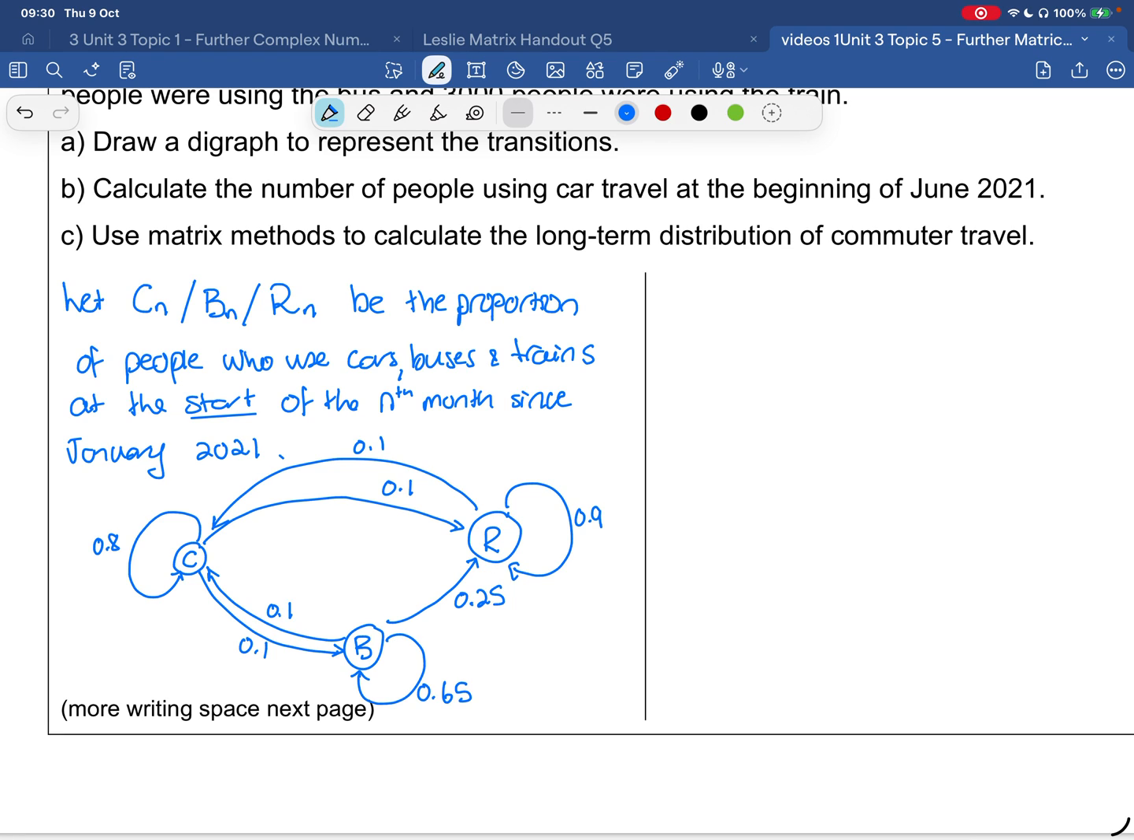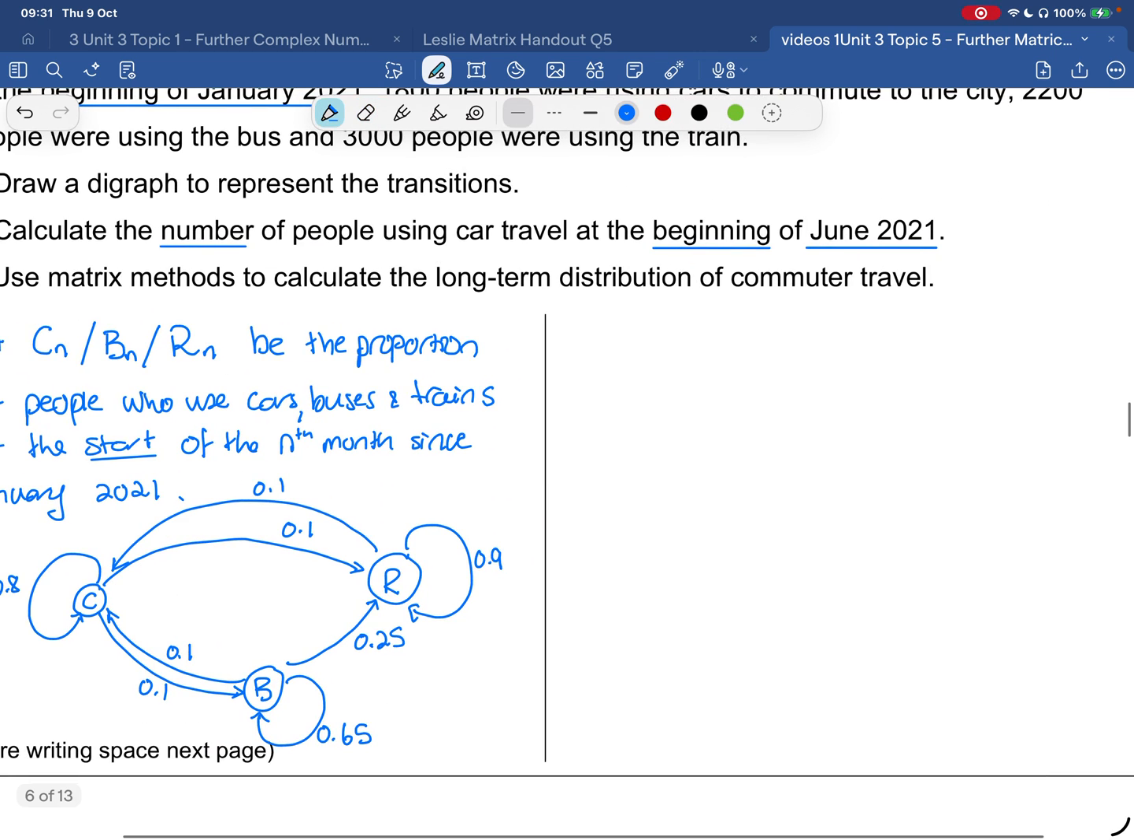Now, they're asking us to calculate the number of people using car travel at the beginning of June 2021. So if the beginning of January is our initial date, we have beginning of February, beginning of March, beginning of April, beginning of May, beginning of June, we're actually looking there at S5, okay? So we might just want to make a little note there. S5 will be my beginning of June.